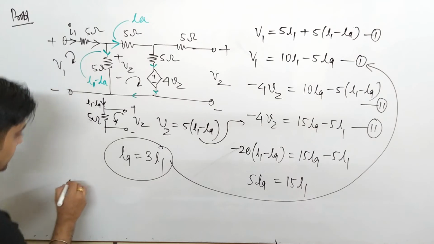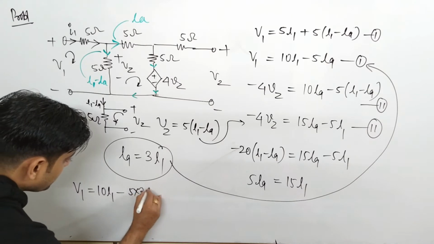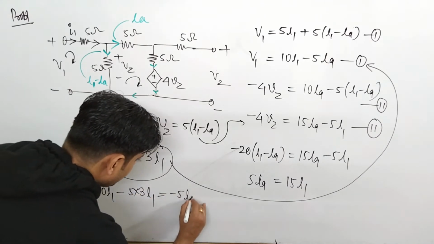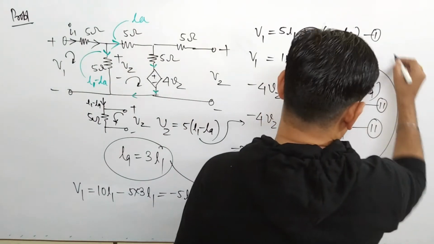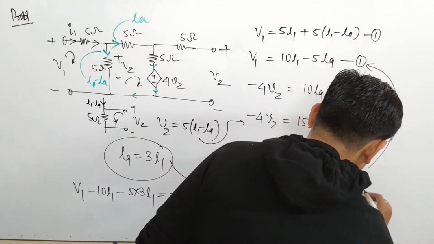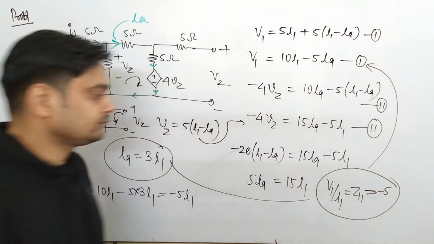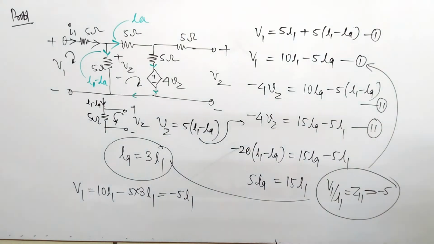So from here you can say that V1 is equal to 10 of I1 minus 5 into 3 of I1, that is 15, and this will become minus 5 I1. So from here V1 by I1, that is Z11, is minus 5. This is your answer. V1 by I1, that is Z11, is equal to minus 5. So with that, this problem is solved. We go for the next problem.